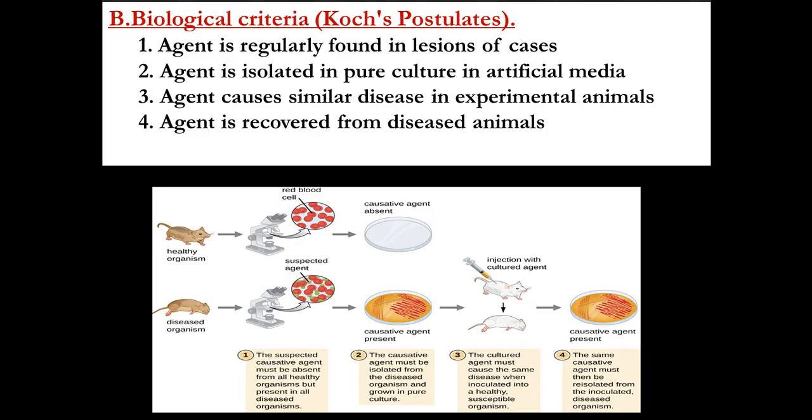We have other biological criteria we call Koch's postulates. Again, we have to fulfill these criteria. The agent is regularly found in a lesion, like here. This is a healthy organism and this is a diseased organism. Always we can detect the organism in the lesion of the diseased one, detected by microscope and isolated in pure culture in an artificial medium. And if we inject it into a healthy organism, this agent might cause disease again, and lastly the agent is recovered again from the diseased animal. These are the biological criteria, Koch's postulates.